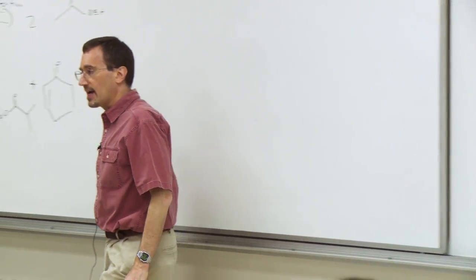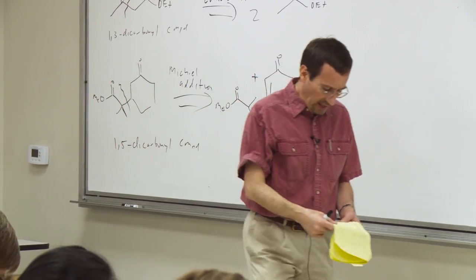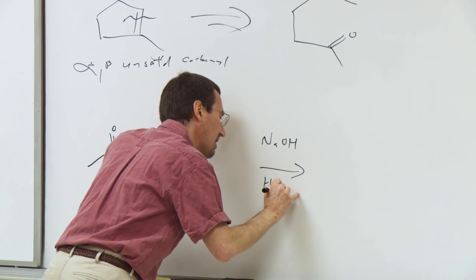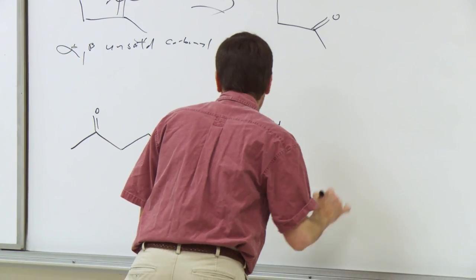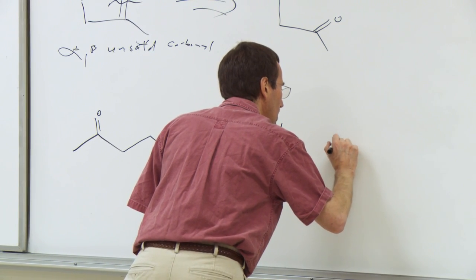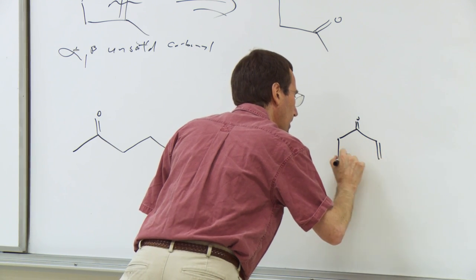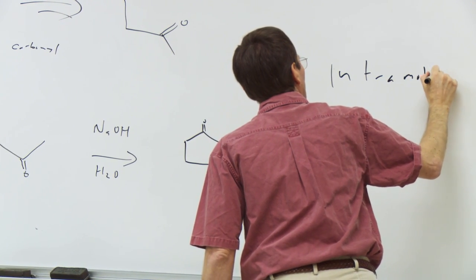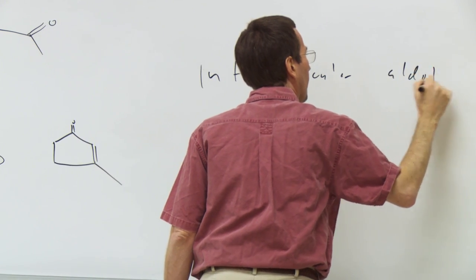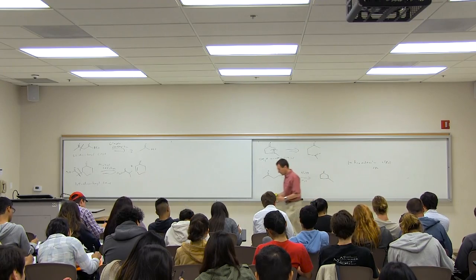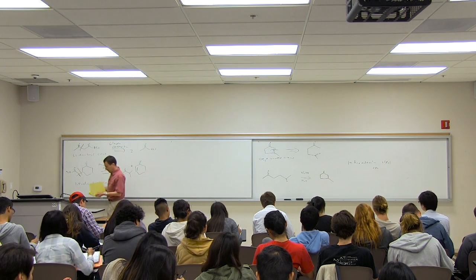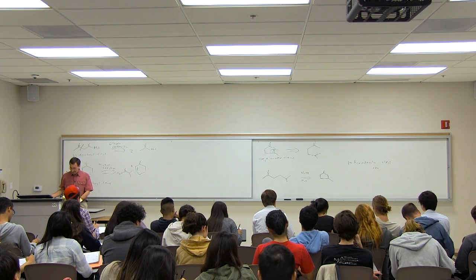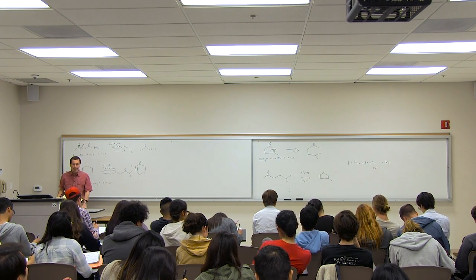And now if I subject hexane 2,4-dione to our classical condensation conditions of, say, sodium hydroxide in water, or sodium ethoxide in ethanol, or even if we're not dealing with esters, sodium hydroxide in ethanol or ethanol water mixtures, that gets us over here, in other words, an intramolecular aldol. Thoughts?